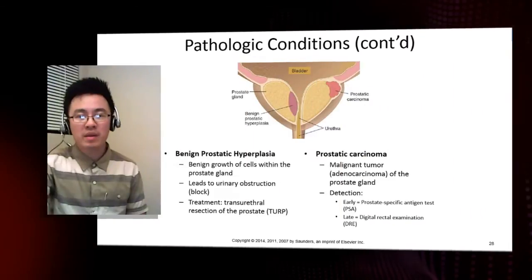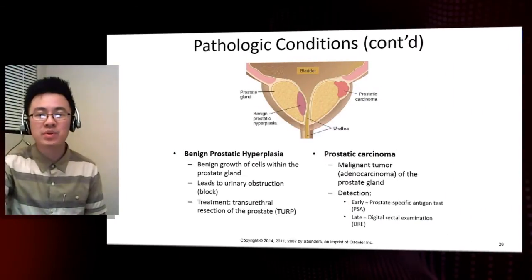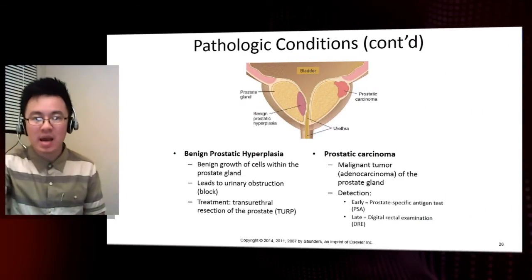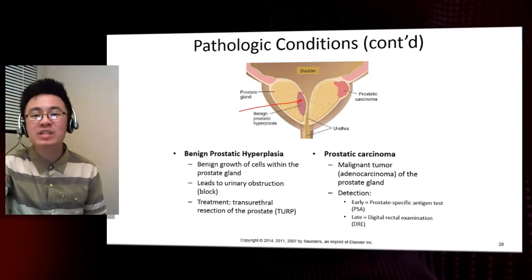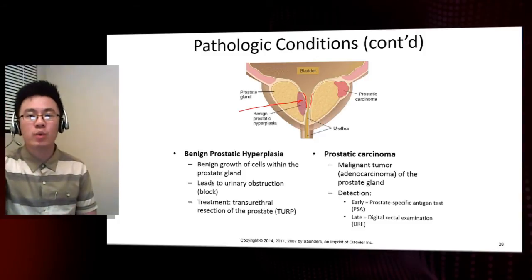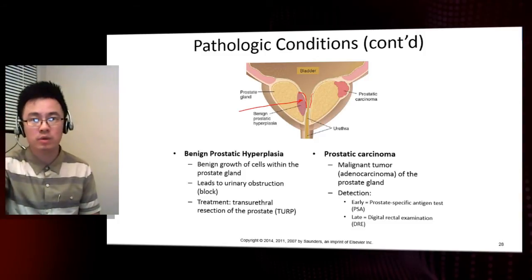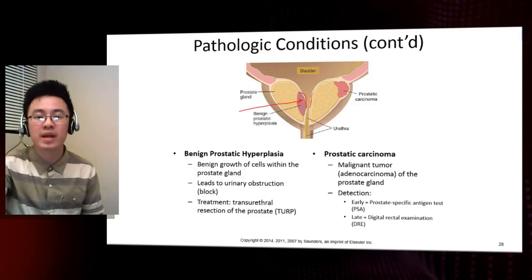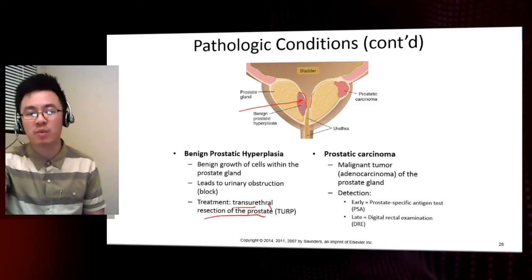Okay, some other pathological conditions we can have here: benign prostatic hyperplasia. That's when you have a benign growth of cells within the prostatic gland. Now, benign or not, you do have a growth of cells, and it starts to grow into the urethra, and by doing so it blocks off that urethra. One of the ways to treat this is to literally remove it, get rid of it, and that is through transurethral resection of the prostate, abbreviated here as TURP.